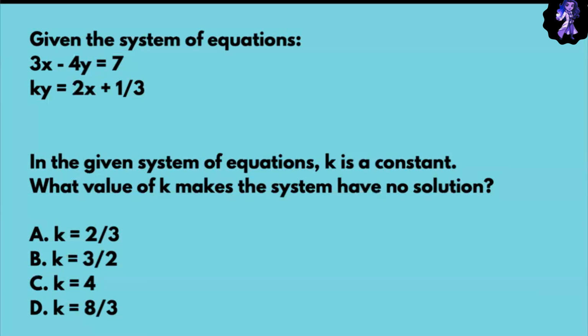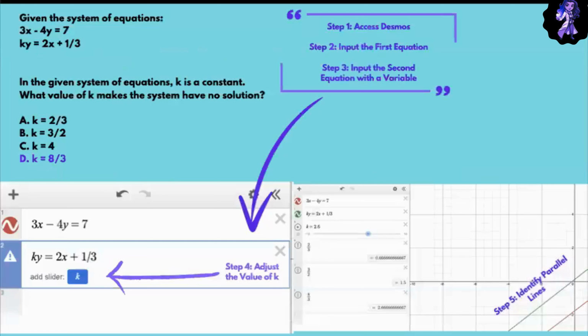Once you're done solving, unmute and let's see if you got the correct answer. Okay, now that you're done reviewing the question, let's try to see if we got the correct answer. So the correct answer is D, k equals 8/3.